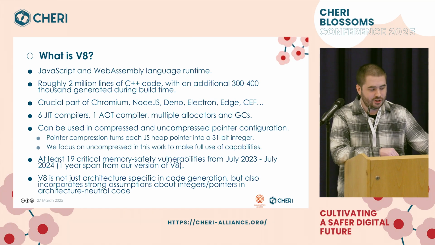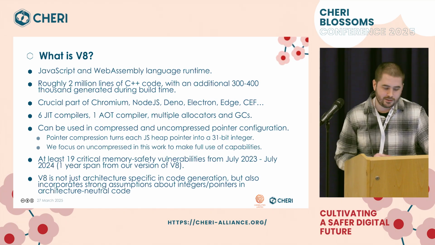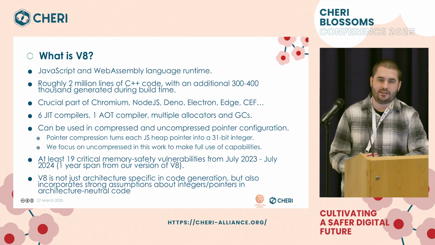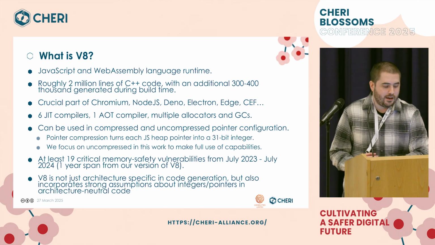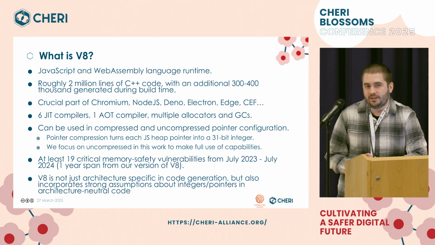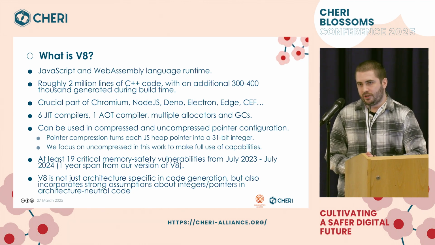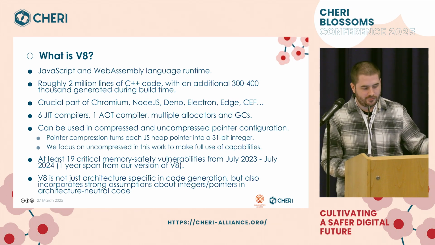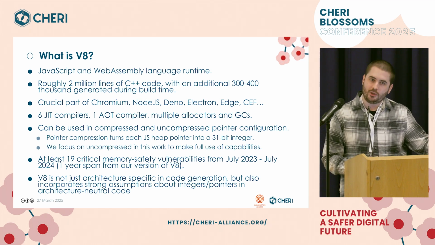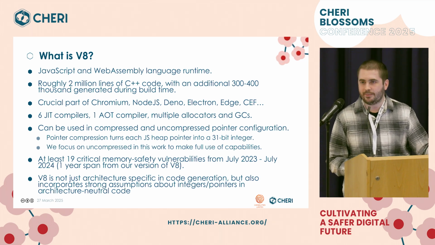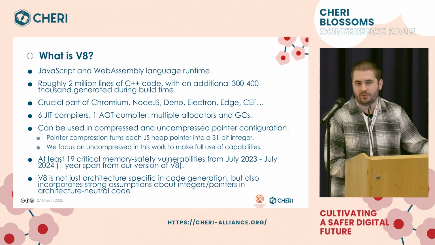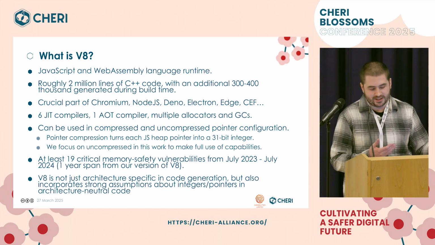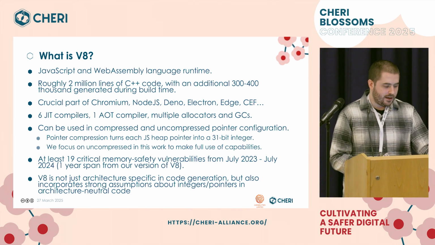It has 6 JIT compilers and 1 ahead-of-time compiler, multiple allocators, and garbage collectors. When you're building V8, you can build it either in a compressed pointer version or an uncompressed pointer version. As the name suggests, the uncompressed pointer version is the one where every pointer will be a capability, i.e. every JavaScript object will be represented as some kind of pointer, i.e. a capability. So that's the one we focus on because we hypothesize it will give us the most protection.